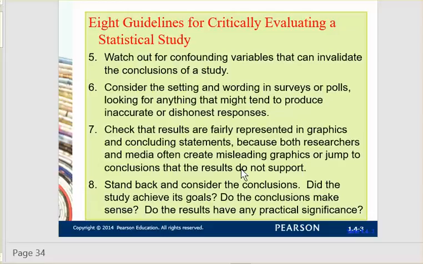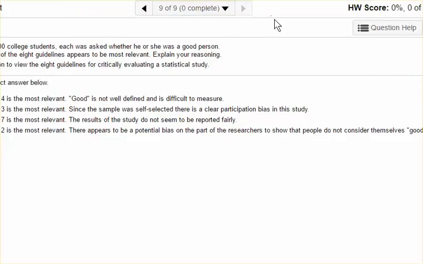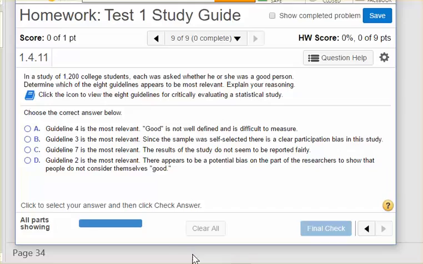Look back and decide if the survey makes sense. So keeping those in mind, let's take a look at this question. In a study of 1,200 college students, okay, that's a pretty good size, each one was asked whether he or she was a good person. It's not saying how they were selected, but we're looking at that many students. We're asking them, were they a good person?